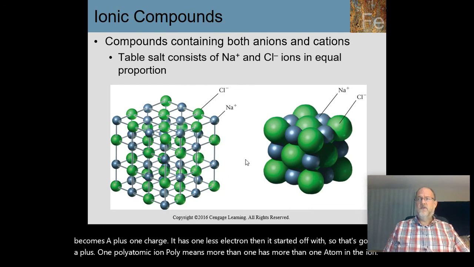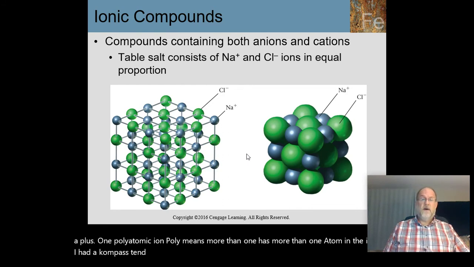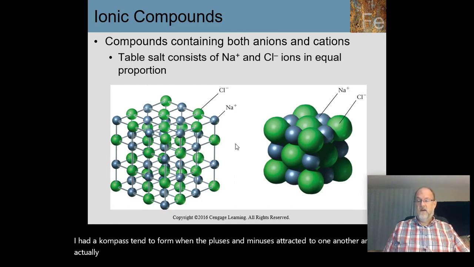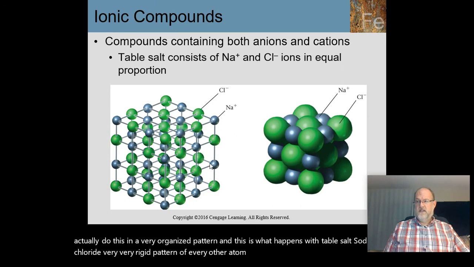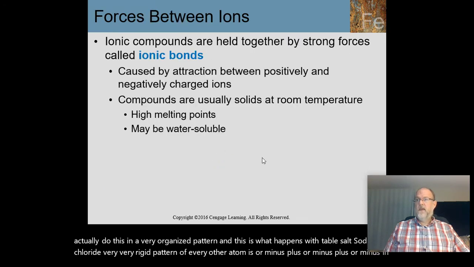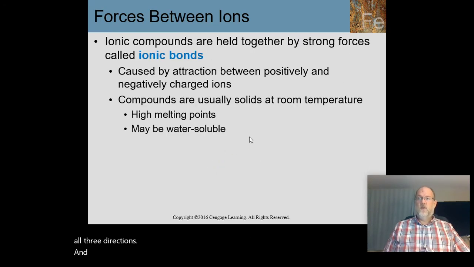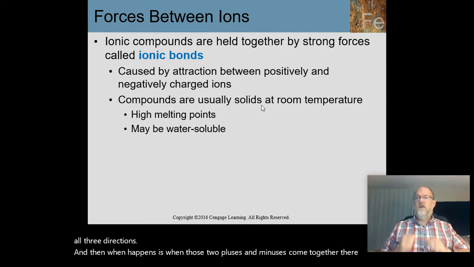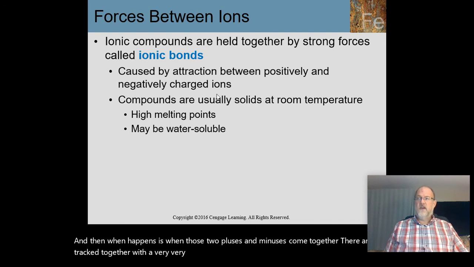Ionic compounds tend to form when the pluses and minuses are attracted to one another. And they actually do this in a very organized pattern. This is what happens with table salt, sodium chloride. It's a very rigid pattern where every other atom is plus or minus, plus or minus, in all three directions. When those pluses and minuses come together, they're attracted with a very, very strong electrostatic attraction, and that attraction is called an ionic bond.